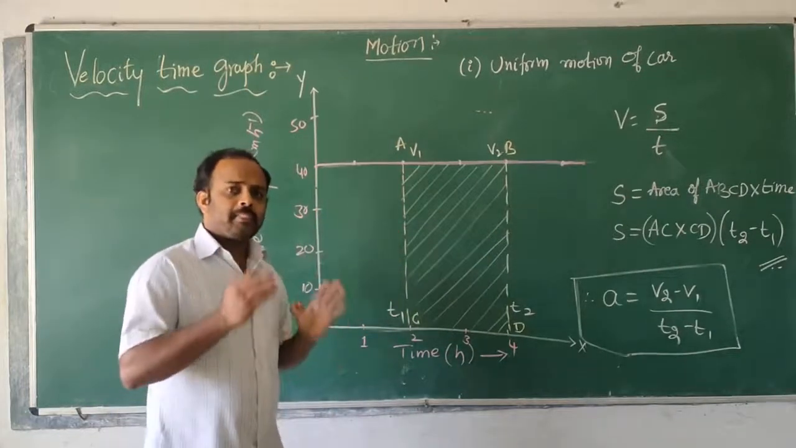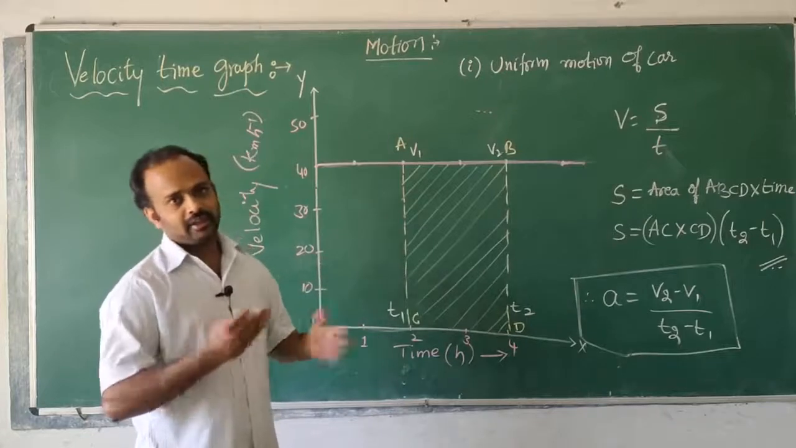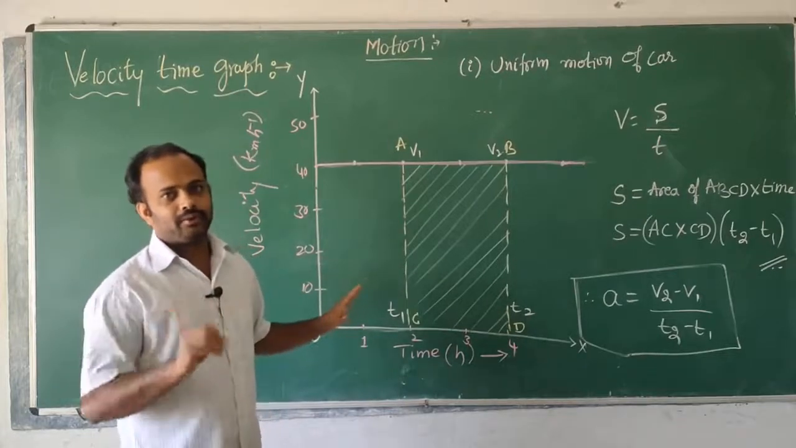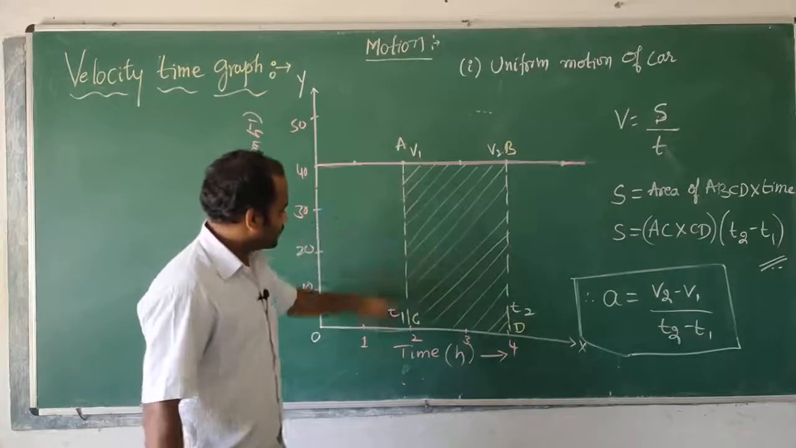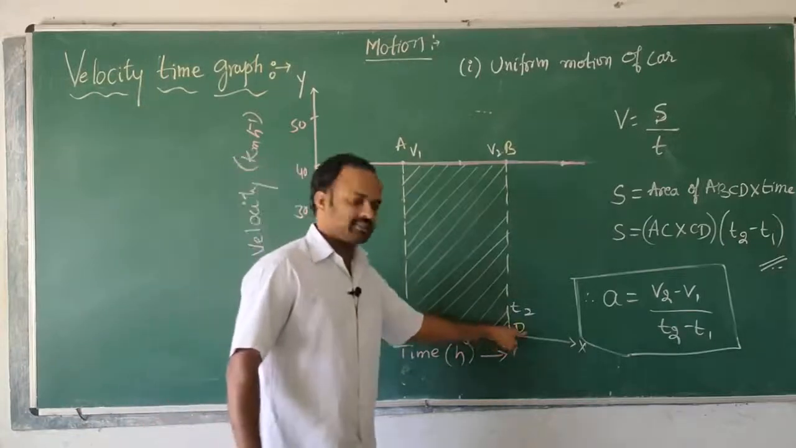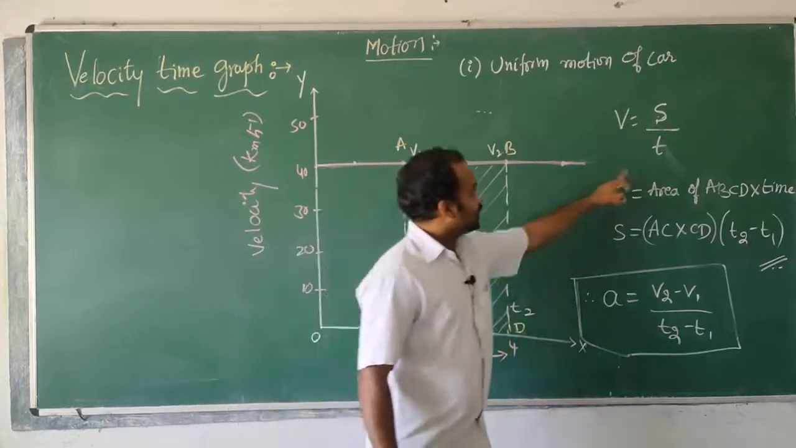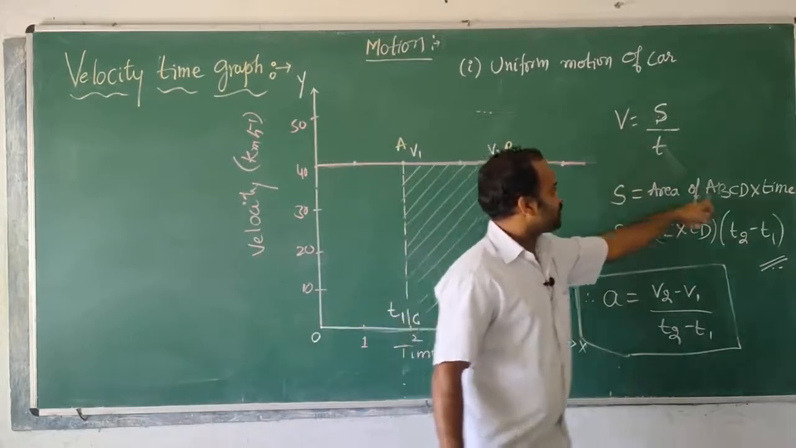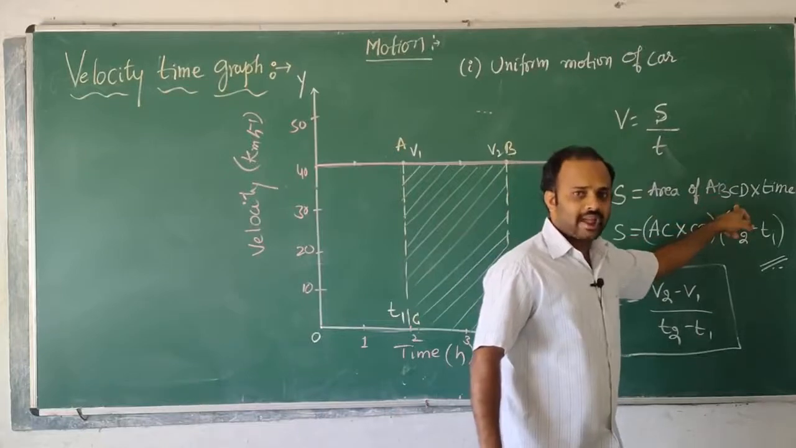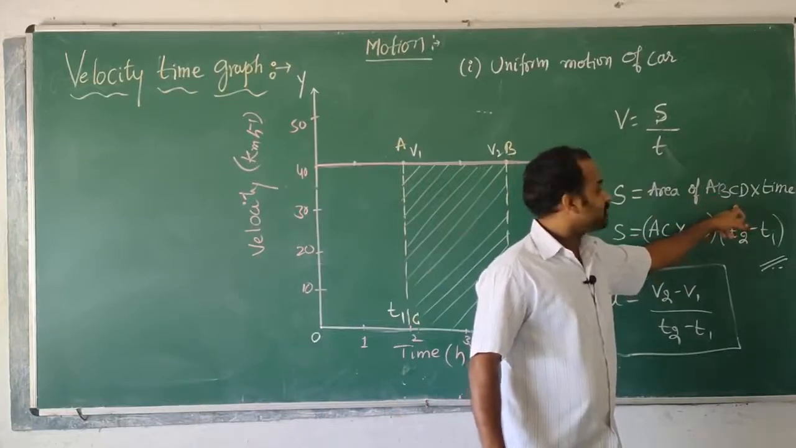Area of a rectangle is length into breadth. You have the equation: area of a rectangle is equal to length into breadth. If AC is the length and CD is the breadth, then S is equal to what? Area of ABCD, where ABCD is a rectangle.